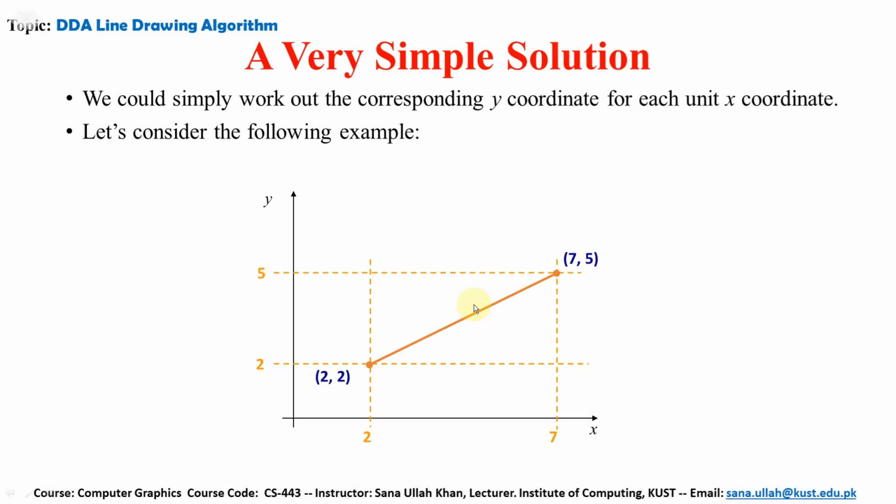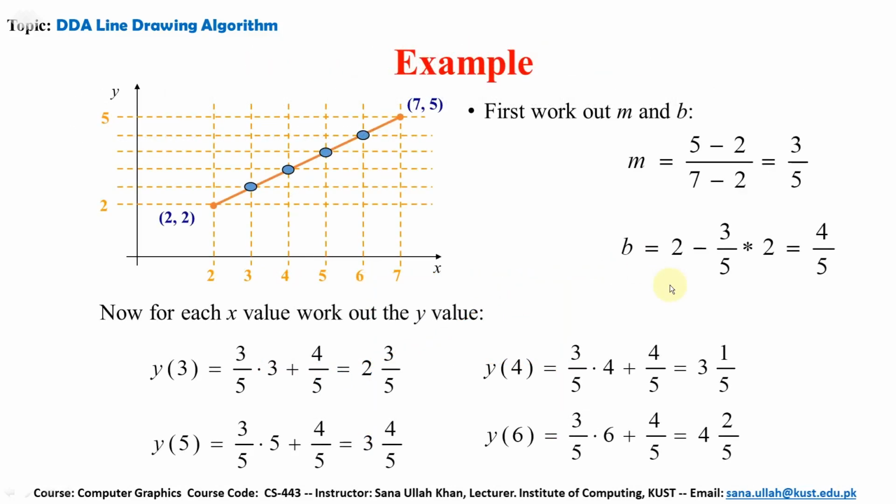We could simply work out the corresponding y coordinate for each unit x coordinate using the line equation. If this is x coordinate 2, then the corresponding y coordinate becomes 2. If x increases with unit interval, it becomes 3, then what will be the corresponding y coordinate? So if two start and end points are given, how can we find the intermediate points using a line equation? So this is a small example.